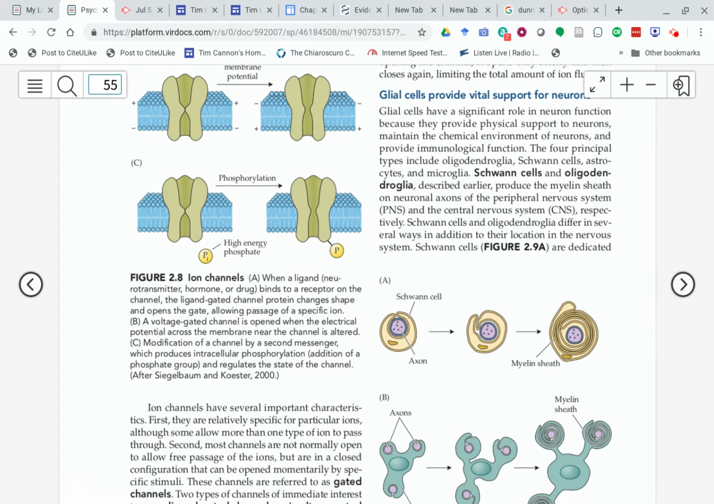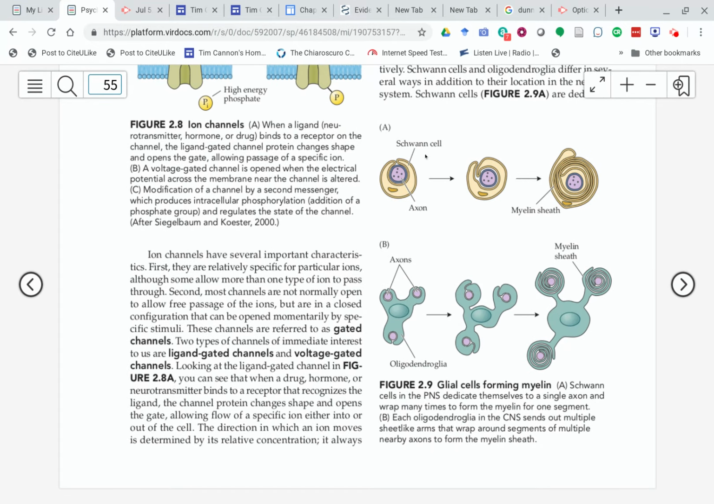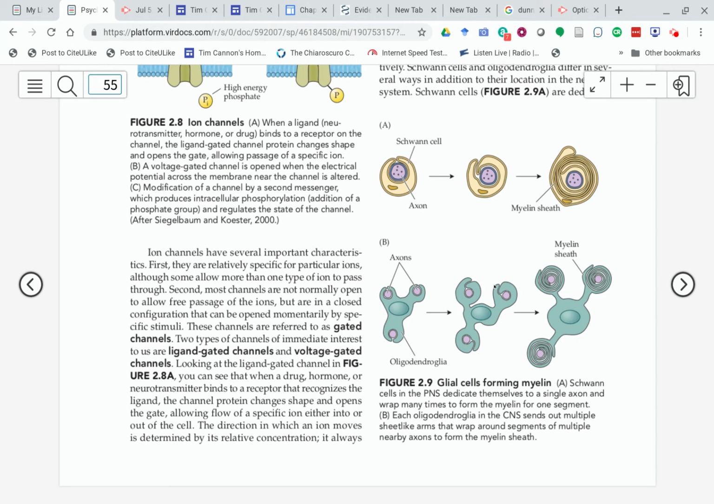There's the glial cells again. Here's the Schwann cell. Notice that it will have a cell body, peripheral nervous system. Here are oligodendrocytes or oligodendroglia. Notice that the cell body is separate and they glom onto multiple axons. These are the ones that are being destroyed in MS, which is a central phenomenon. And this is what my immune system attacked when I had Guillain-Barré.